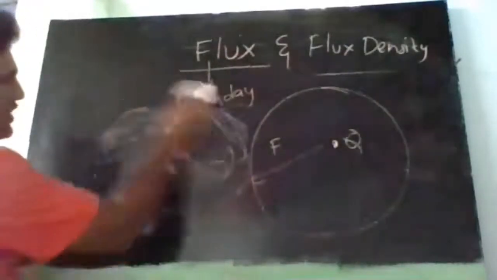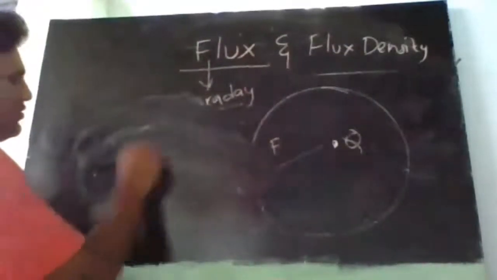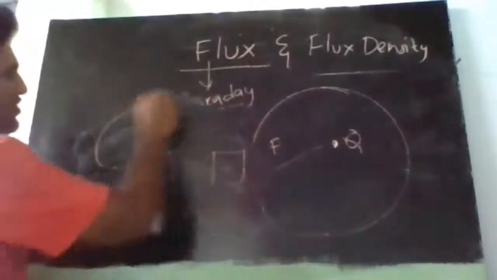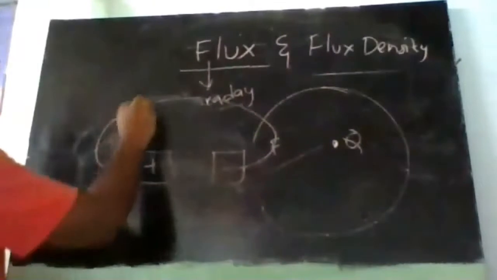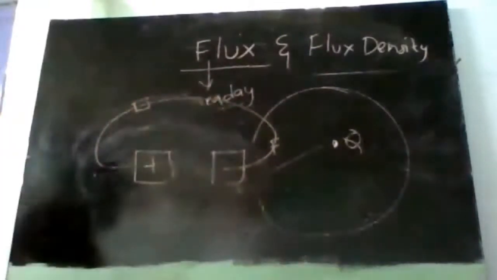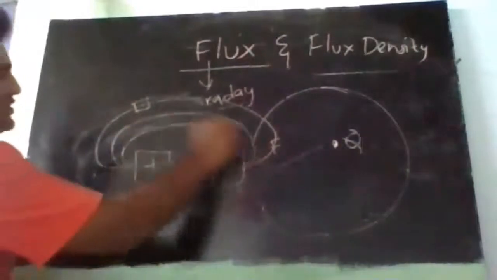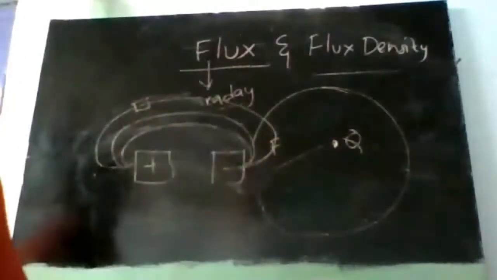So this is my positive charge and this is the negative charge. He has observed that this unit test charge, whatever you place, will be moving elliptically around the charged body from positive to negative.